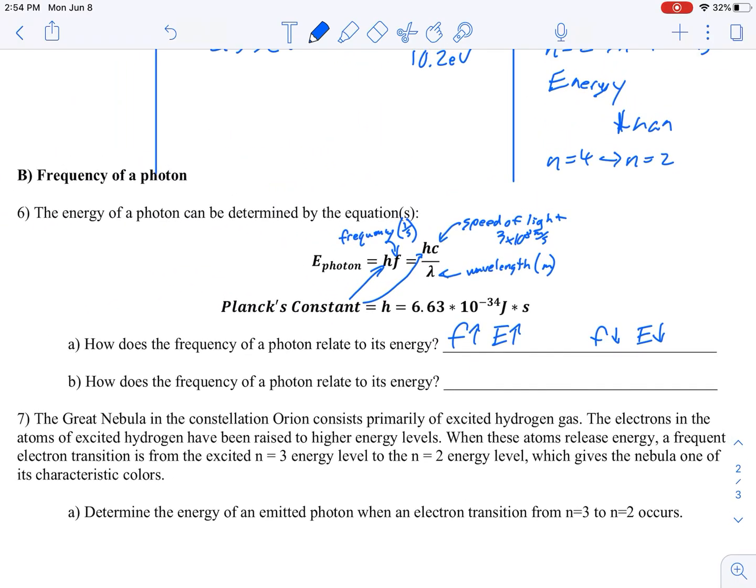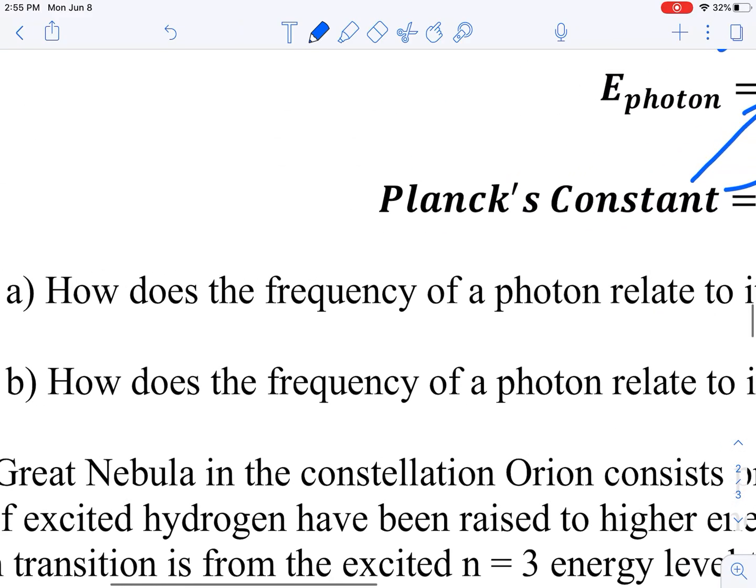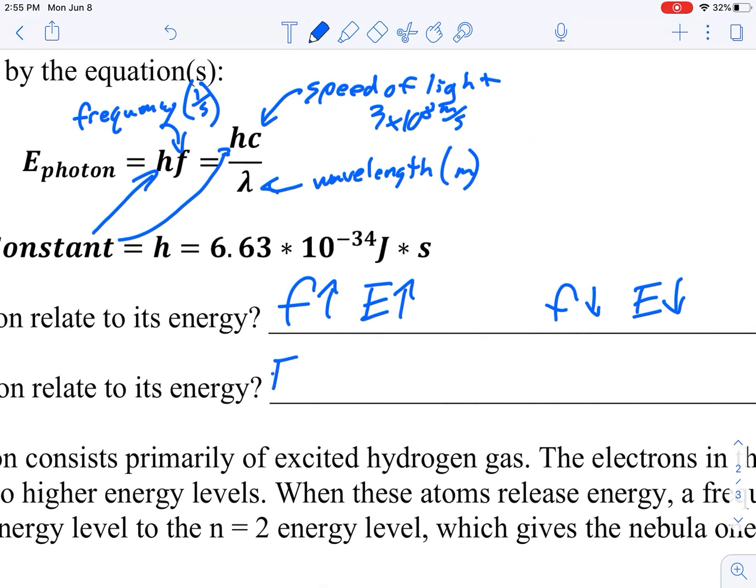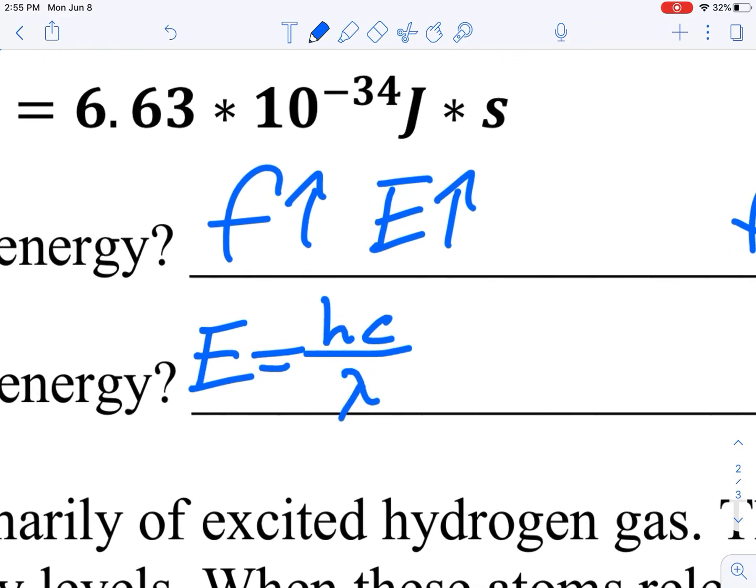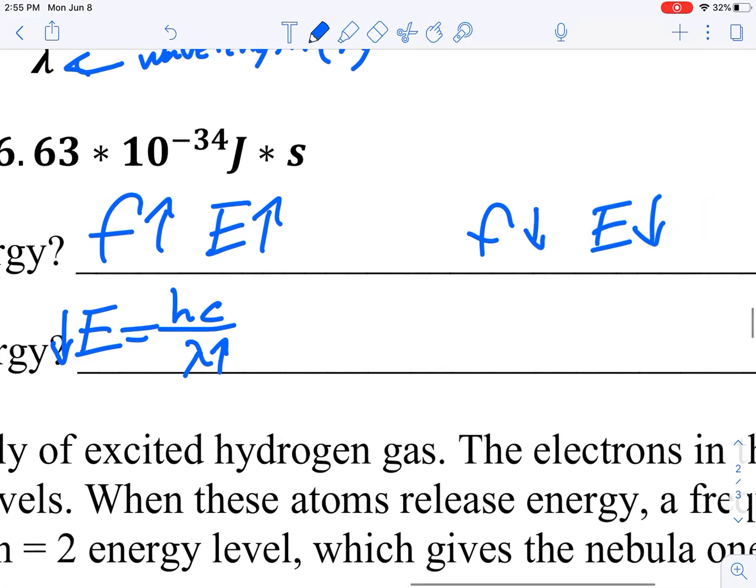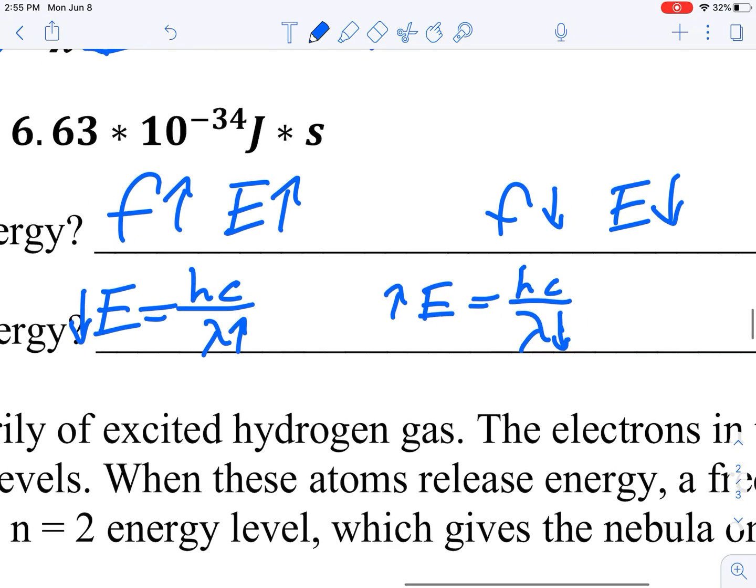How does wavelength of the photon relate to its energy? Oh, I wrote the same thing twice. I meant to write wavelength. All right, well, how does it relate to energy? Well, if we look here, we have energy of the photon equals hc over lambda. If the wavelength goes up, it's in the denominator. That's going to make the energy go down, and vice versa. If the denominator gets smaller, the energy gets bigger.